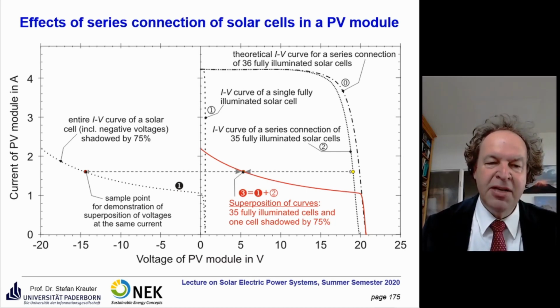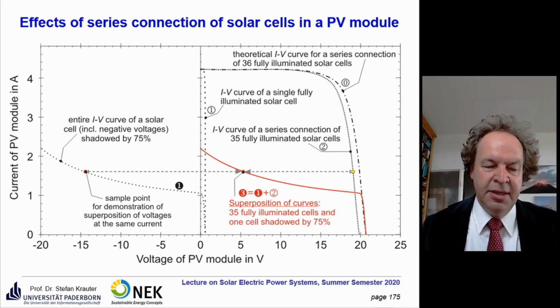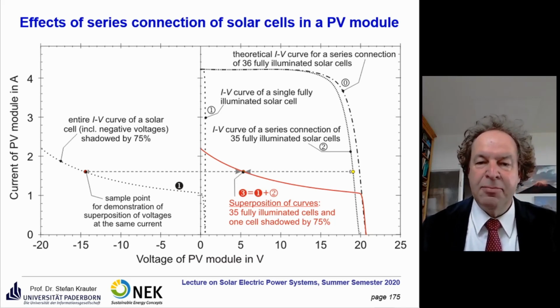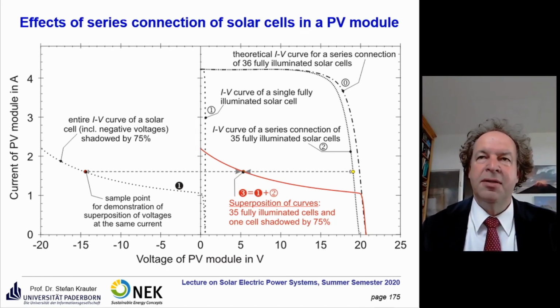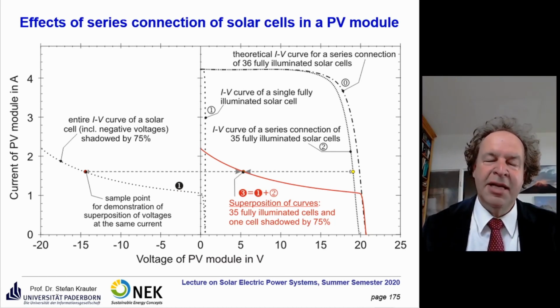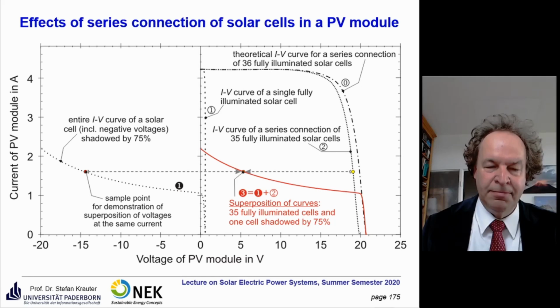And this hotspot may even destroy the encapsulation, so humidity can enter the module at that cell, and later also destroy neighboring cells, reducing the lifetime of the entire module.